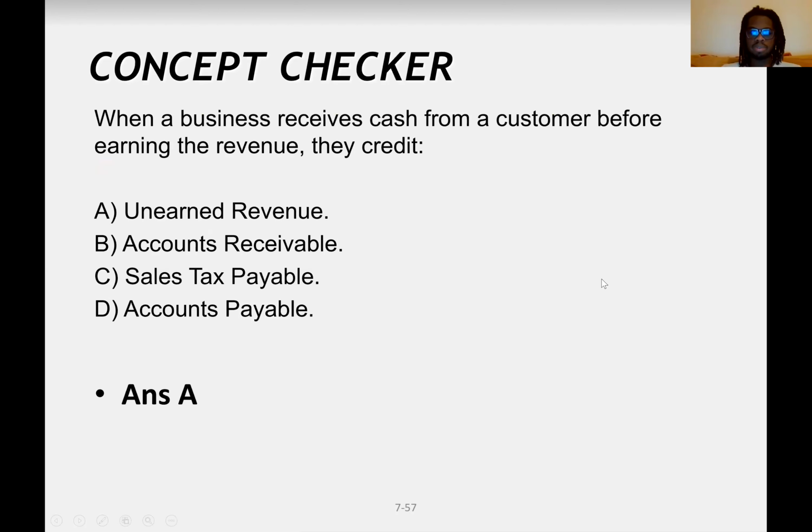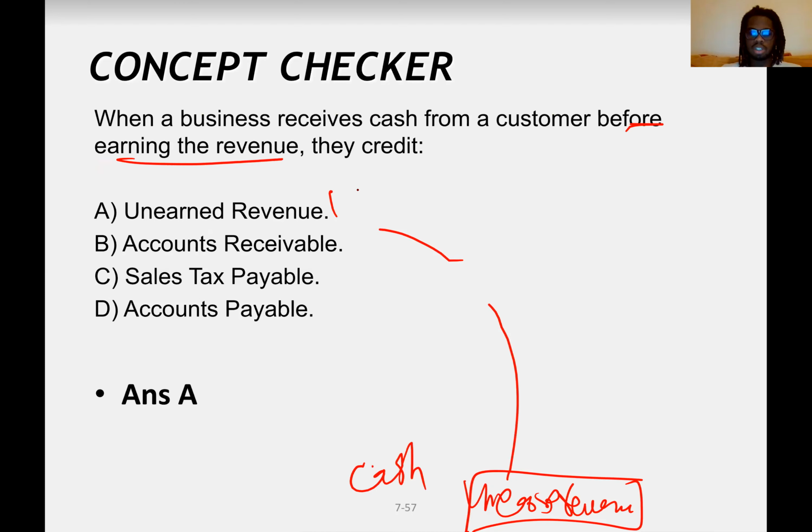Yes, A. Accounts receivable? Oh, no, sorry. Unearned revenue, because accounts receivable means they have to pay us and we delivered the goods. But here, before earning the revenue, goods are not being transferred, ownership is not being transferred, but we receive cash in advance. So the entry would be cash to unearned revenue. So unearned revenue is being credited. Answer is A.